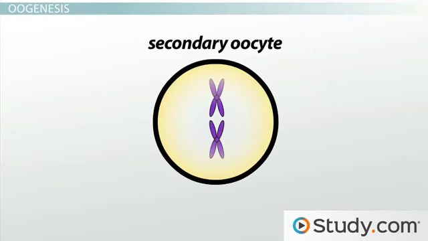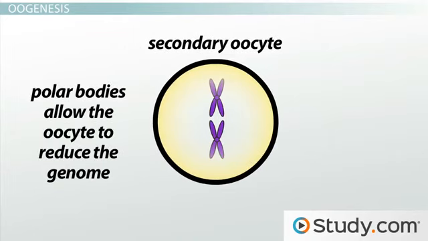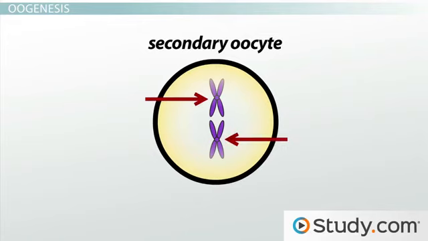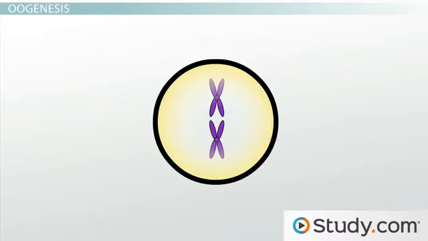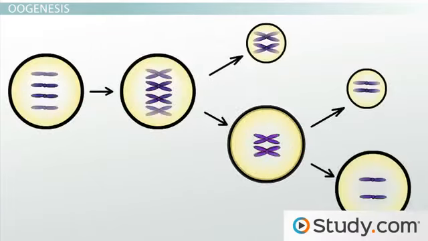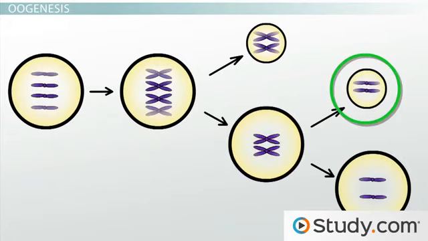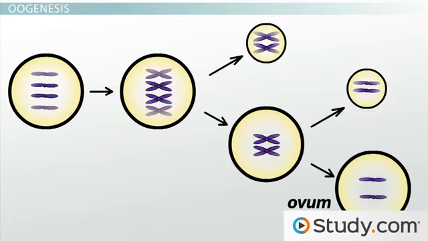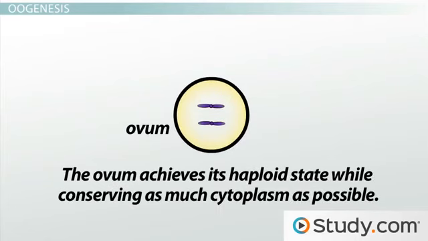The formation of a polar body allows the primary oocyte to reduce its genome by half and conserve most of its cytoplasm in the secondary oocyte. The secondary oocyte still has 2 copies of each chromosome, so if it's going to become a fully functional ovum, it must undergo the second meiotic division. This division is also uneven, like the first one, with half of the chromosomes going to another very small degenerate polar body, and half of the chromosomes being retained by the ovum, along with almost all of the cytoplasm. In this way, the ovum achieves its haploid state while conserving as much cytoplasm as possible.